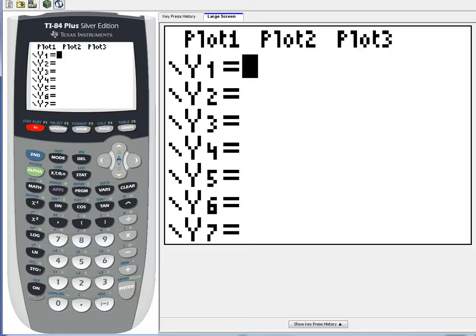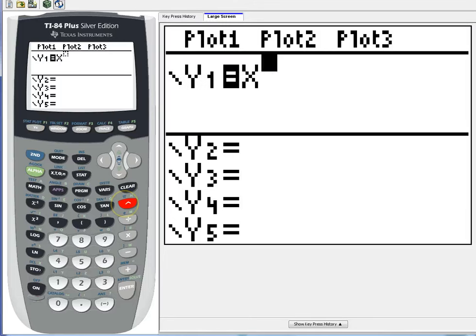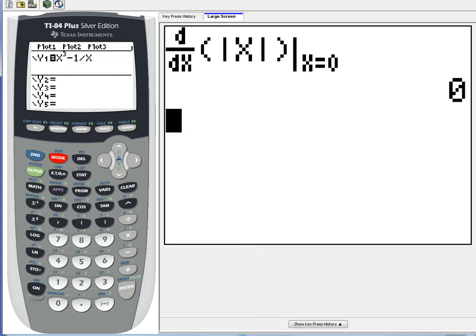That's going to be x cubed minus 1 over x. There we go. I'm not going to graph this, I'm going to quit.